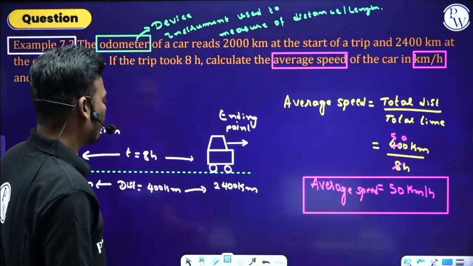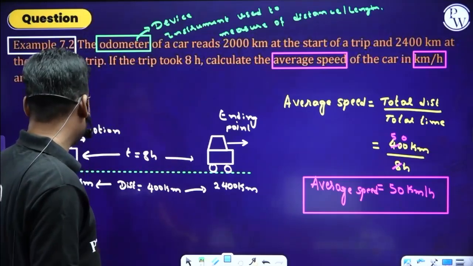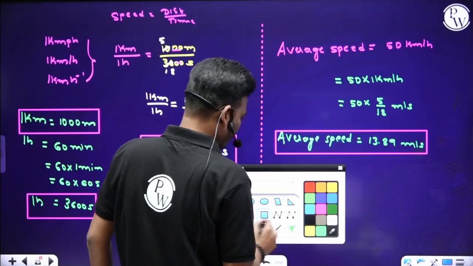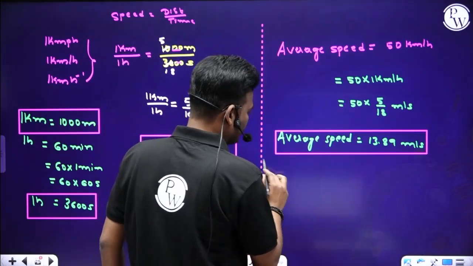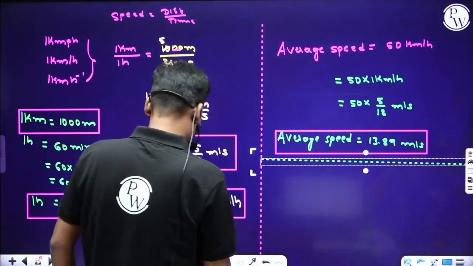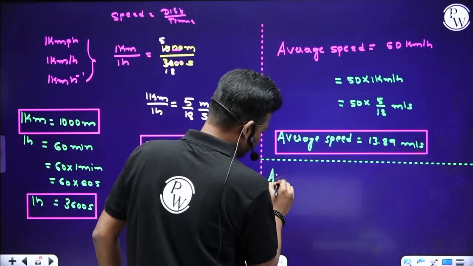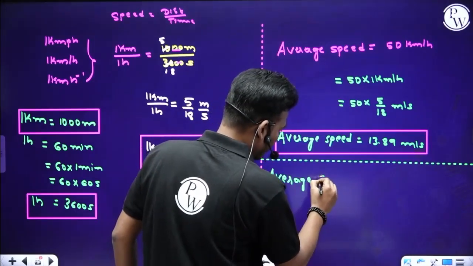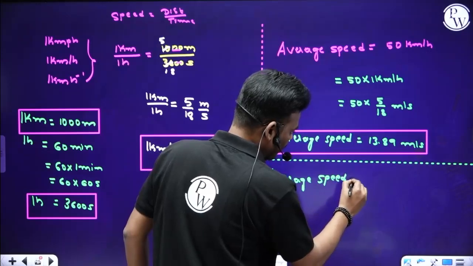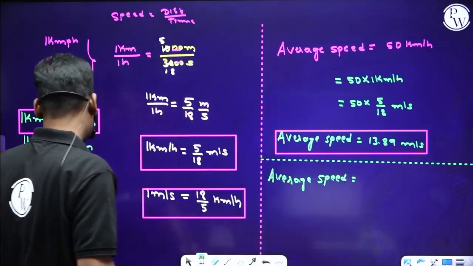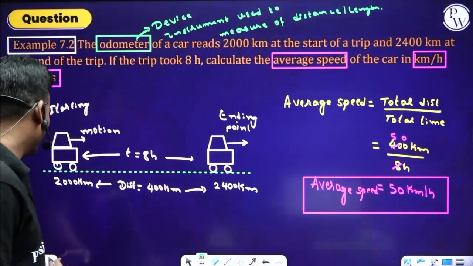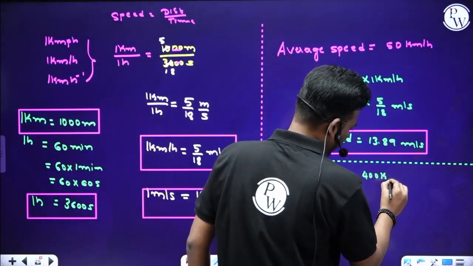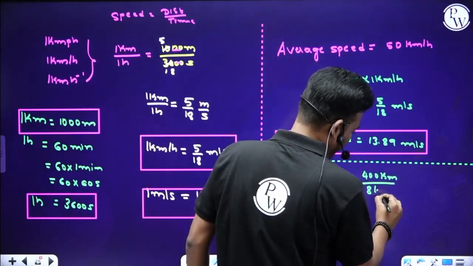Got it? Or else, there is another method you can follow. What is that method? The basic method: total distance divided by total time. So average speed, method 2: average speed equals total distance. How much is it? 400 kilometer, divided by 8 hours.